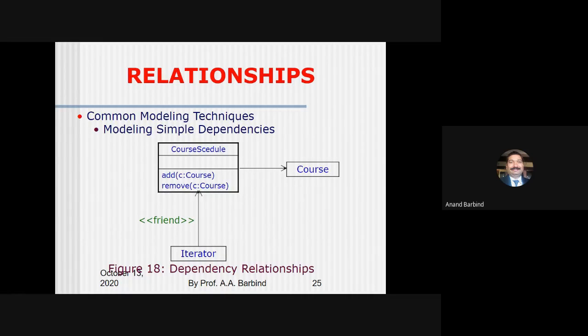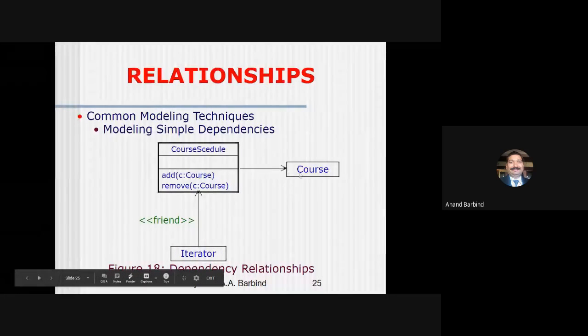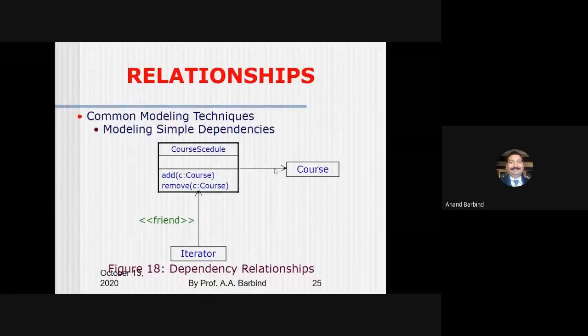Now there are certain examples. For example, here the course schedule is dependent on course. So a dependency relationship is shown. Because of the conversion of this slide, this arrow has to be a dotted line. It is showing a solid line because of the conversion problem, but because it is a dependency, it has to be a dotted line.